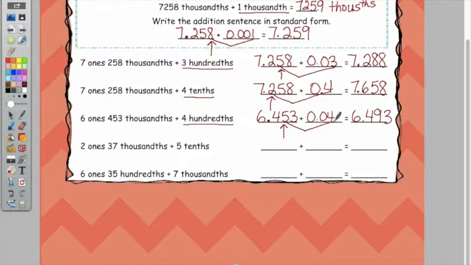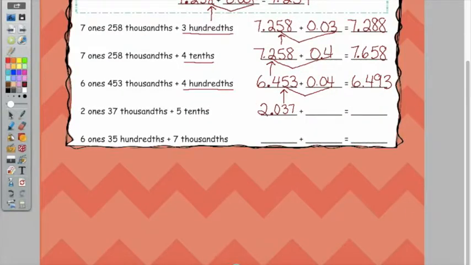Okay, this one's kind of a trick. Let's look at this one. So it says 2 ones, and are you comfortable? Because if you're not, you can always move, okay? And 37 thousandths. So it's not 2.37 because that would be 37 hundredths. Oh, it's switched around. Did you put a 0 and then 37? Good. Okay, I'll raise it up a little bit so you can see.